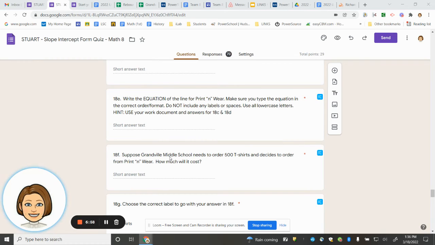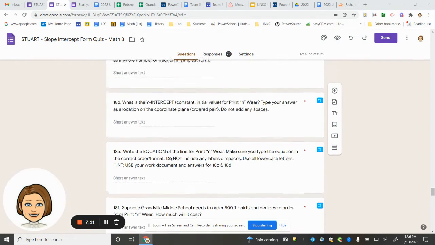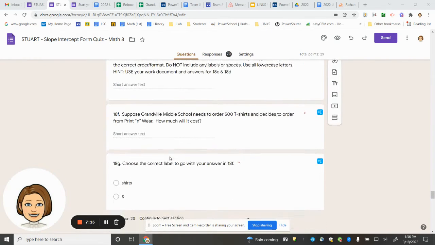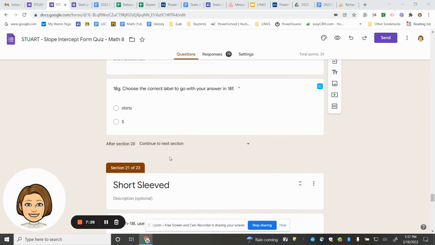Using your equation from 18E, suppose Granville Middle School needs to order 500 t-shirts and decides to order from Print and Wear. How much will it cost? So if I think about it, 500 t-shirts, would I put that in for the X or for the Y and then solve? Number 18G, choose the correct label to go with your answer in 18F. So if you're looking for cost, think about your label. Is it shirts or money?